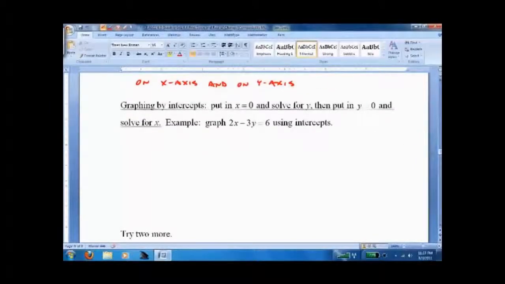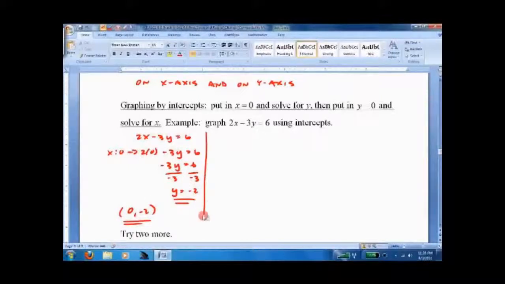So here's how we do it. You put in x equals 0 and solve for y, then you put in y equals 0 and solve for x. So you have 2x minus 3y equals 6. Let's start with x. We get 2 times 0, and I'm not going to write that out every time because it's always going to cancel. So we solve, negative 3y equals 6, divide by negative 3, y equals negative 2. Write out your point, (0, -2). Gets confusing otherwise.